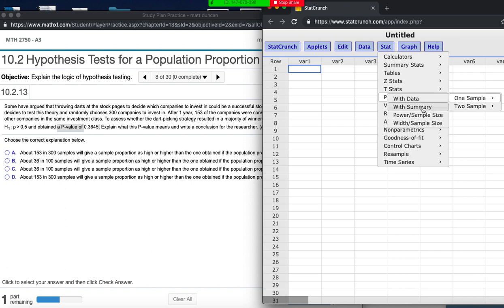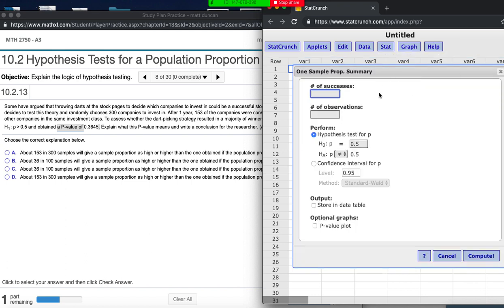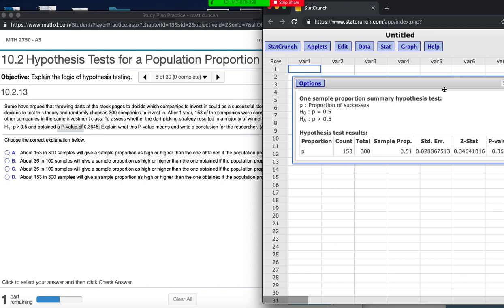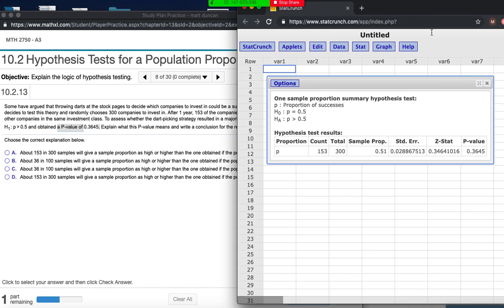We don't actually have the 300 companies, so we use summary, and we had 153 successes and 300 observations. The null is that it is 0.5. The alternative is that it's greater. They just said that in the problem. And then we should get a p-value of 0.3645, and we did. It's the same one that they got.